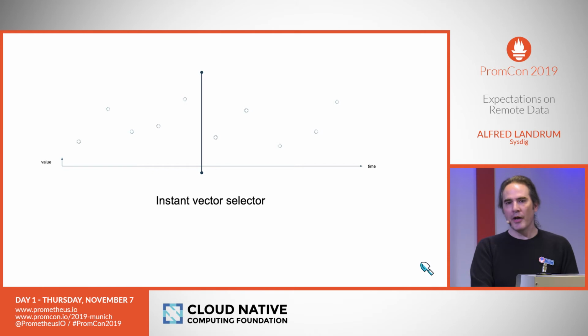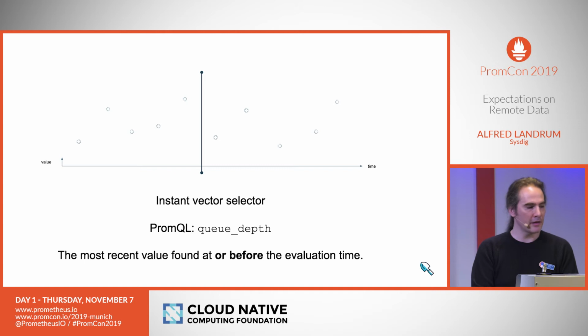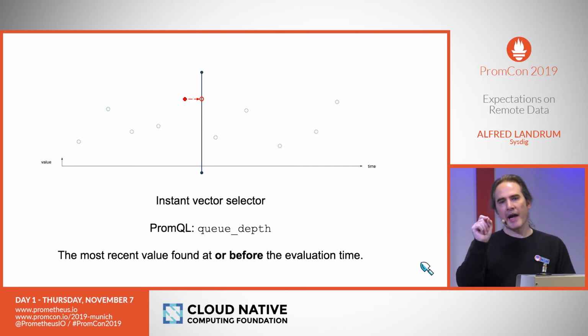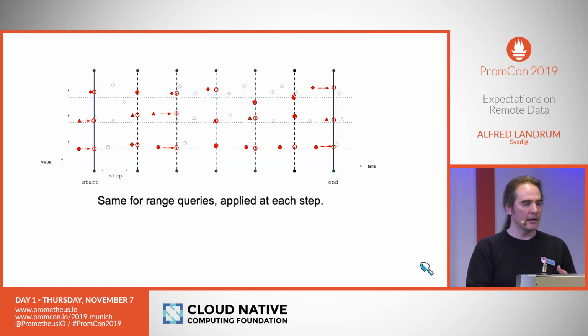Okay, but chances are there won't be one, right? Just because of how your samples line up. So then what does PromQL do in this case? Well, what it does is it looks for the most recent value found at or before that evaluation time. So in this case, it'll go back in time, find the sample that was closest to your evaluation moment, take its value, and then act as if that value occurred at the evaluation instant. And like I said, range queries are just instant queries repeated over time. So the same logic applies at each step, right?